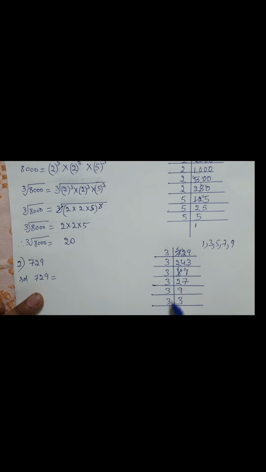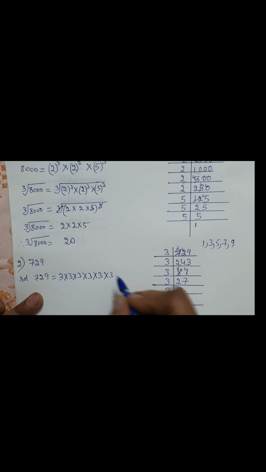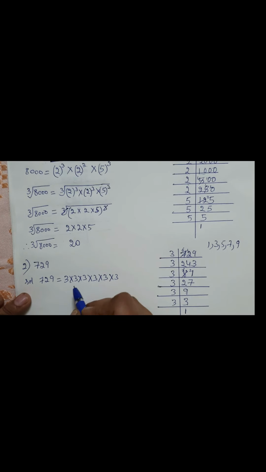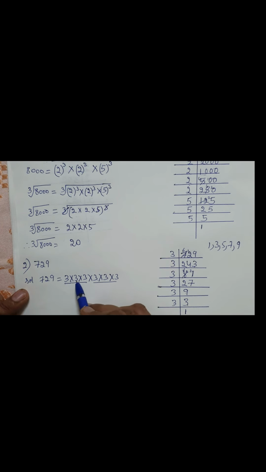We will write all these prime factors of 729 over here: 3 multiplied by 3 multiplied by 3 multiplied by 3 multiplied by 3 multiplied by 3, that is 6 threes. Now we have to make them into groups. One group of 3 and one group of 3, so in one group there should be 3 threes. 1, 2, 3, one group; 1, 2, 3, one group.